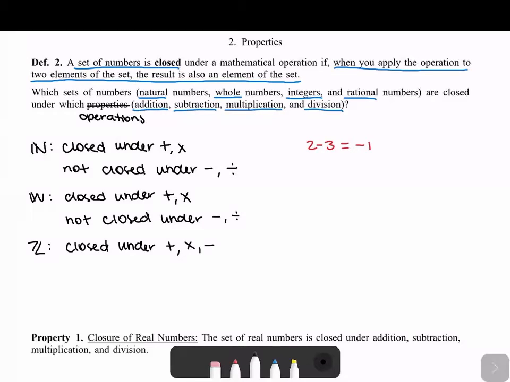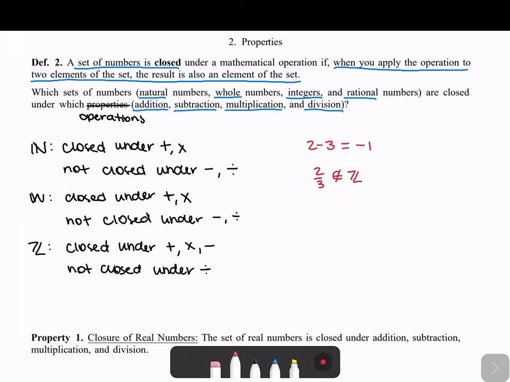However, it is not closed under division. And that's because if we think about just 2 over 3, 2 over 3 is not an element of the integers because it's a fraction, right?